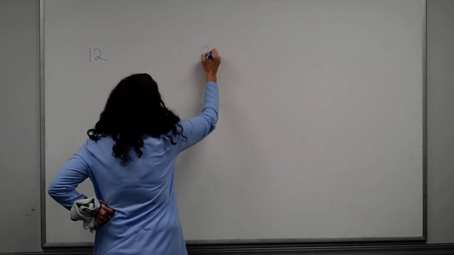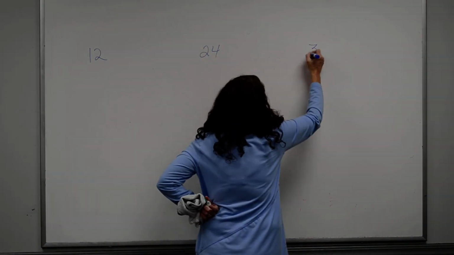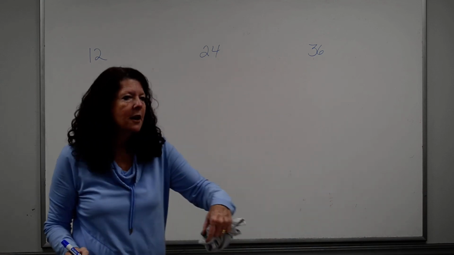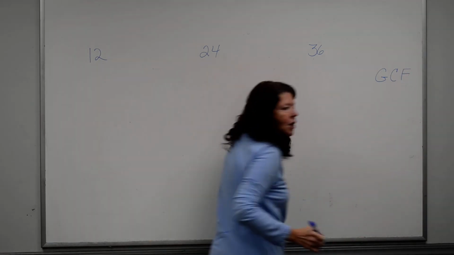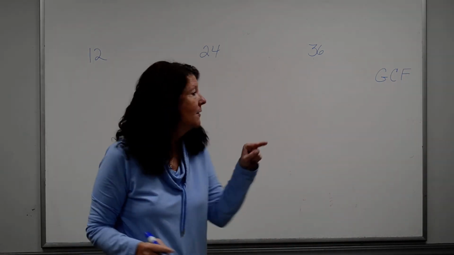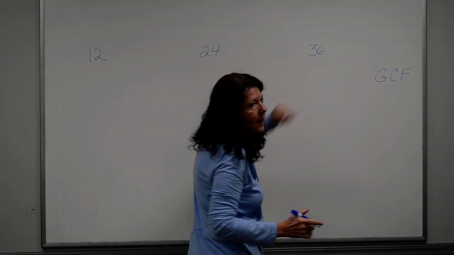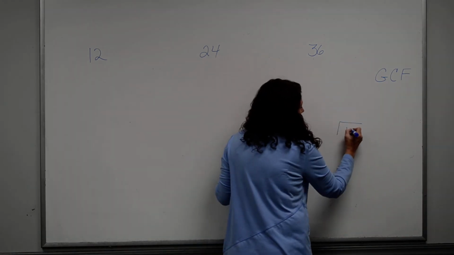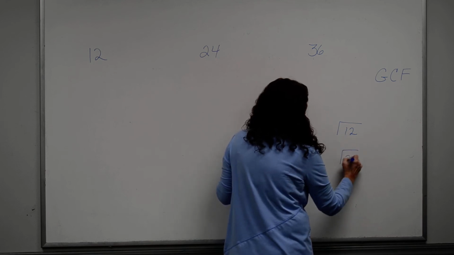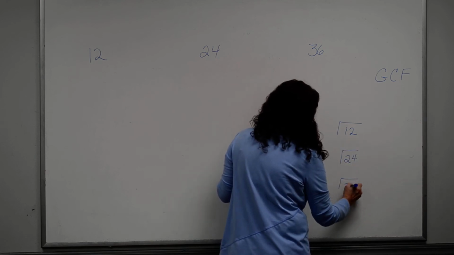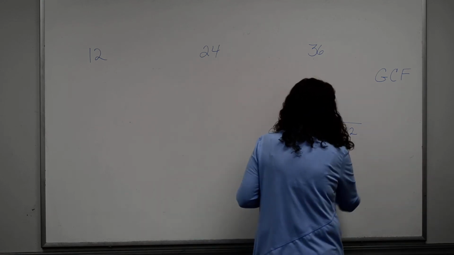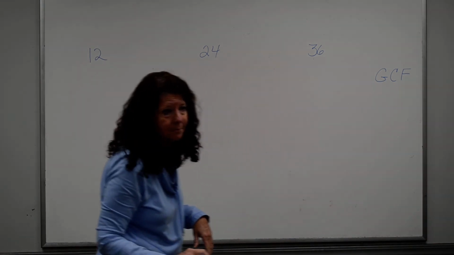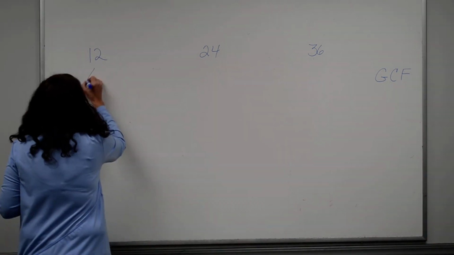Okay, so if I had 12, 24, and 36, and I want to know the GCF, the largest number that I can divide into 12, into 24, and into 36, and it has to be the same number. The same number has to be able to go into all 3 of those. Now you can look at it and maybe figure it out, or you can do factor trees.